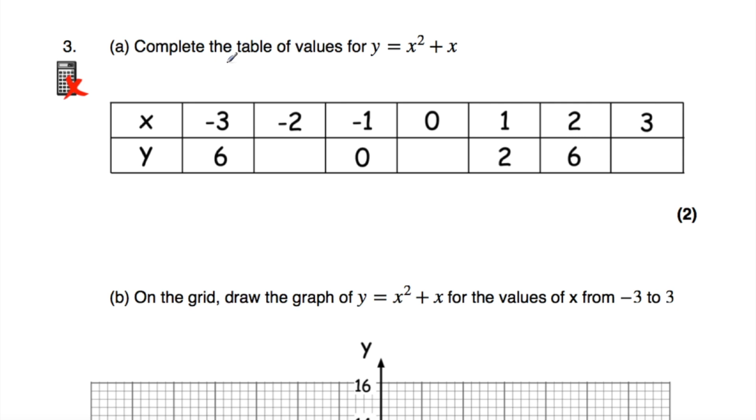So question number 3, we've been asked to complete the table of values for y equals x squared plus x. So here we've got our xy table, and we've got some x coordinates and some y coordinates, and some of the y coordinates are missing. So the one for whenever x is equal to -2, the y coordinate's missing. Whenever x is equal to 0, the value for y is missing. And whenever x is equal to 3, the value of y is missing. Okay, so let's work out each of these.